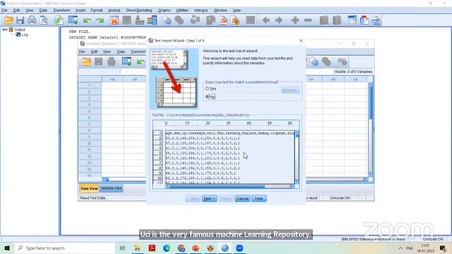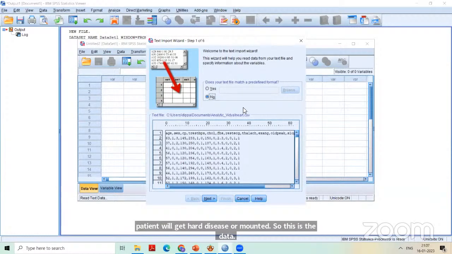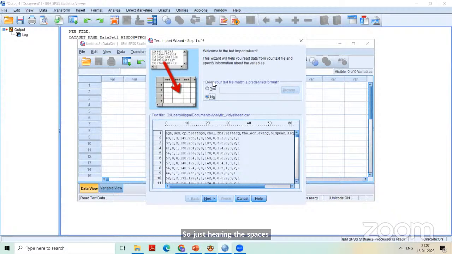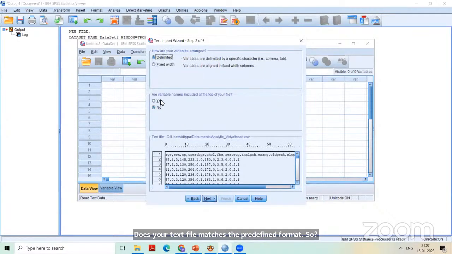This is the heart disease data set. Depending upon the number of features, you are predicting whether a patient will get heart disease or not. So this is the data. SPSS will ask you a few questions to load the data. Does your text file match a predefined format? We say no, go next. Are variable names included at the top of your file? Yes, it is included: age, sex, CP, cholesterol, rest ECG, thalach. The names of the features are included, so we say yes.